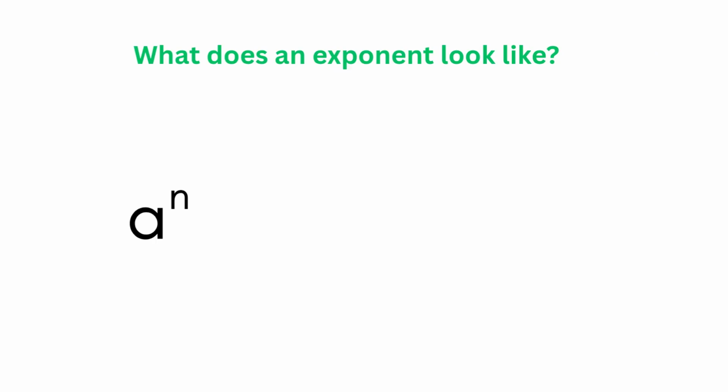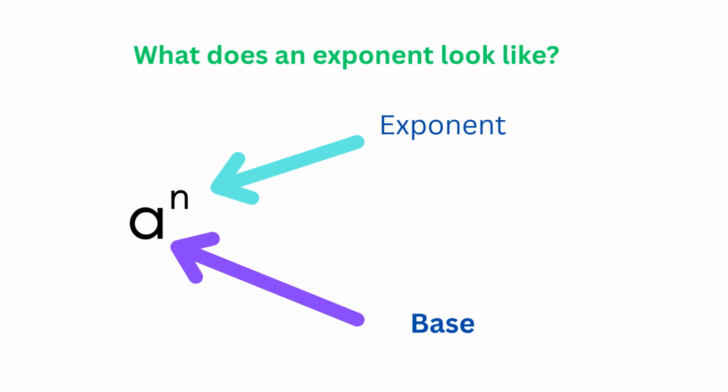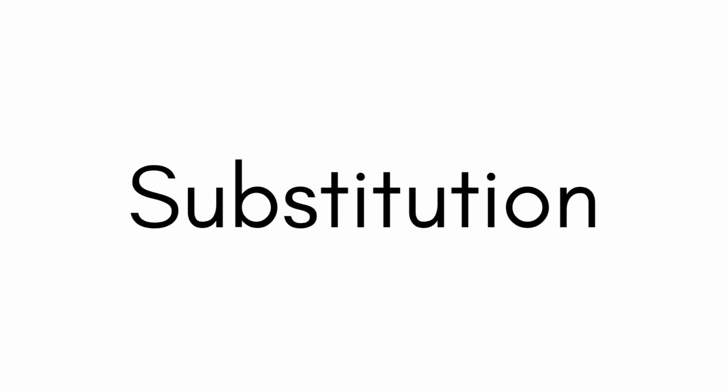This is what an exponent looks like, where n on top is the exponent, and a is the base. The base is always at the bottom. It is the number which we need to show how many times it is multiplied by making use of an exponent. Now let us substitute these variables with numbers.